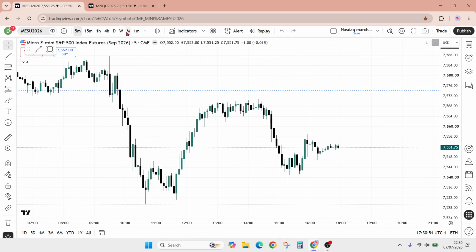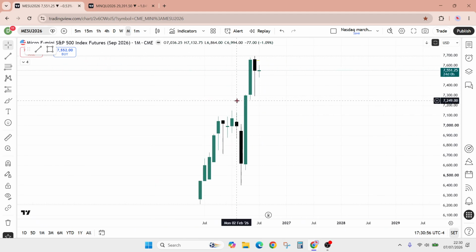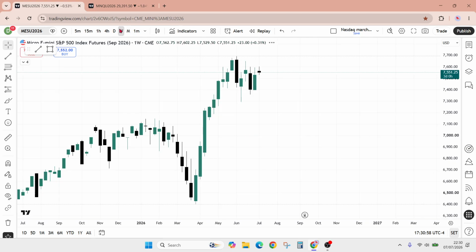Now for tomorrow, all the market structure for ES, from monthly to weekly, is bullish.